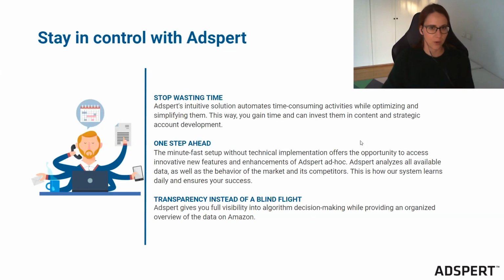Now, here I will just go through it very, very quickly. Adspert does allow you to stay in control of your Amazon advertising. You stop wasting time. You are always one step ahead because there are always new features and enhancements in Adspert. We really keep a very careful eye on what Amazon is doing to make sure that as soon as it's available via the API, we can have it as well. And we offer full transparency of everything that we do. So in our log, you can see exactly what the system did, what a user did, at which time. So it's not a black box.